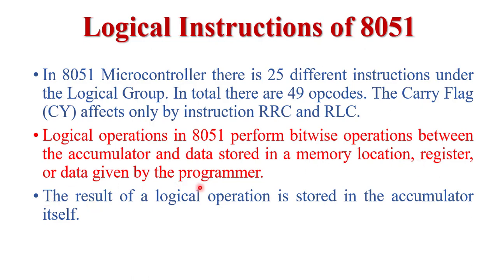So we can say that in a logical operation, one data is stored in the accumulator register and another data is stored in any memory location, any register, or data given by the programmer. As in the case of arithmetic instructions, in logical instructions the accumulator register is always the destination location. So the result of these logical operations is stored in the accumulator register itself.